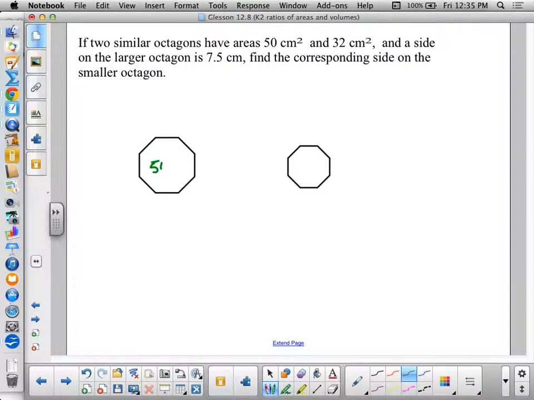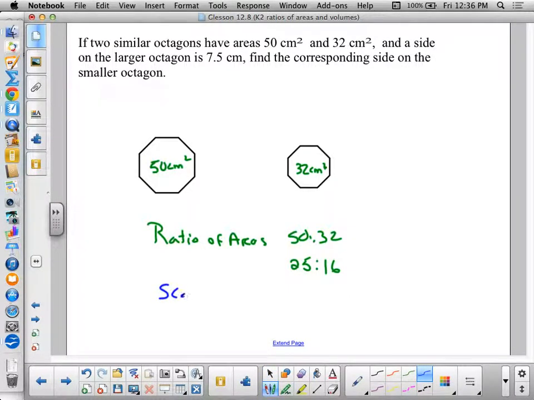The ratios are 50 centimeters squared and 32 centimeters squared. So the ratio of areas is 50 to 32, but I can reduce that because both are even numbers. So 25 to 16 would be my ratio of areas. If my ratio of areas is 25 to 16, my scale factor, which I use for lengths, is going to be the square root of that, or 5 to 4.